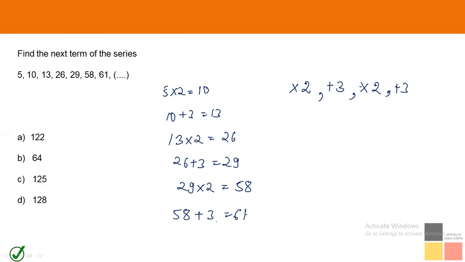So after this, it's into 3 plus 3, the next will be into 2. That is 61 into 2, answer becomes 122. My answer is option A, 122. Very easy to figure out what the pattern is and to get the answer.